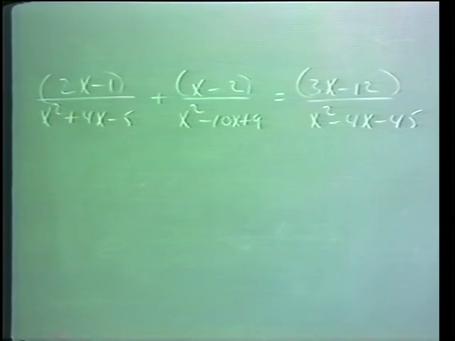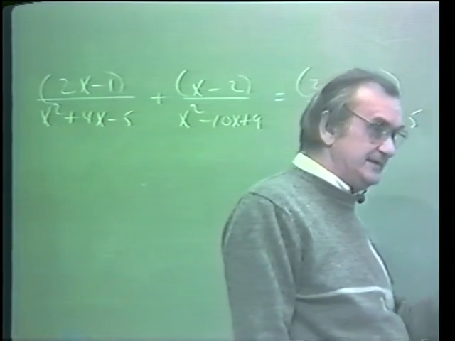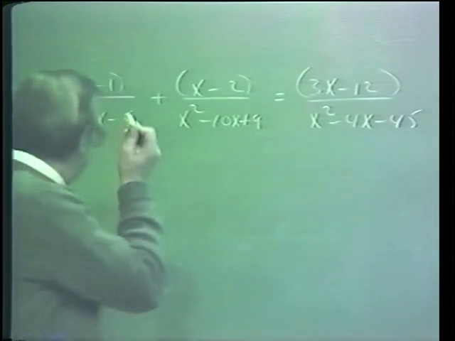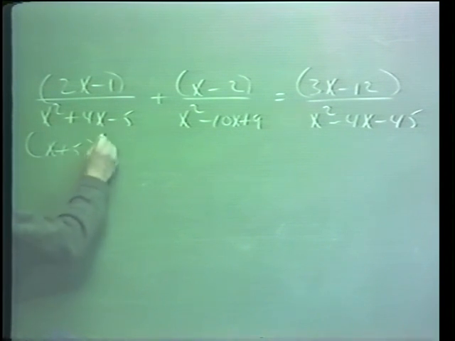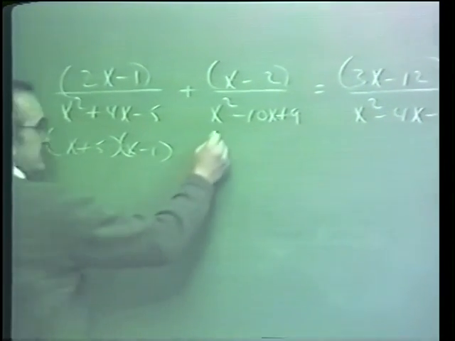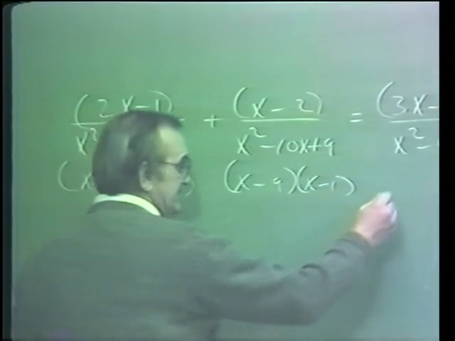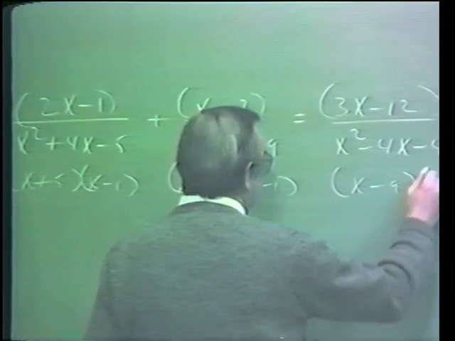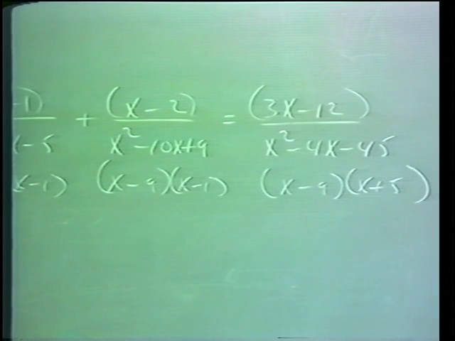Now, notice what I've done. I have enclosed my numerators in parentheses. We now must find the LCM. Remember, we find the LCM the same way we find the LCD. That means we have to factor each one of our denominators. If we do, the first denominator becomes x plus 5, x minus 1. The second denominator becomes the quantity x minus 9 times the quantity x minus 1. And the last one becomes x minus 9, x plus 5. And there is each denominator factored into prime factors.